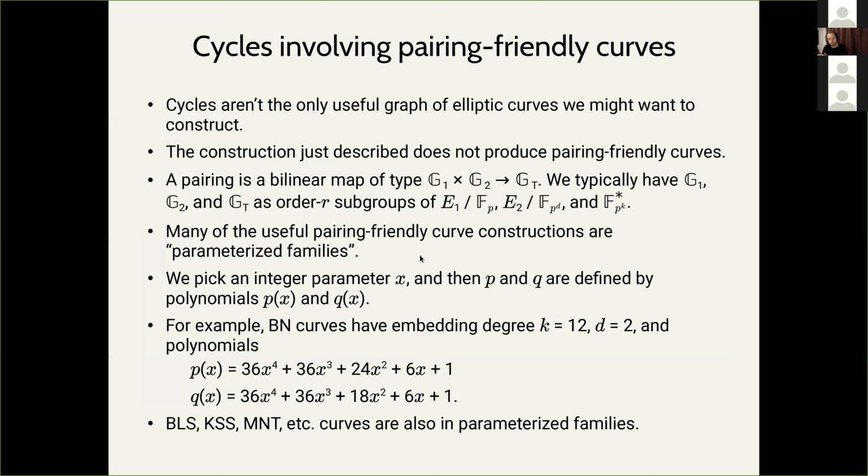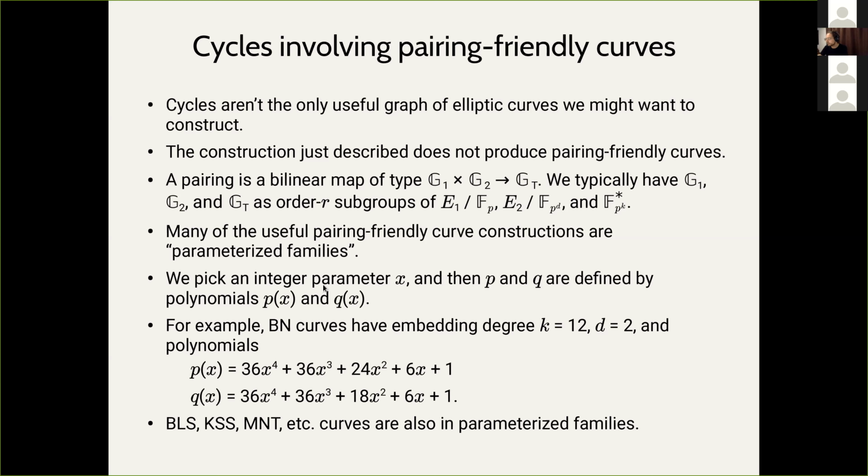So that's basically everything for Halo cycles, but we might also want cycles that involve pairing-friendly curves, just so that we can use a greater variety of proof systems. So, a brief recap of what a pairing is. It's a bilinear map. I'm not going to take too long on this.